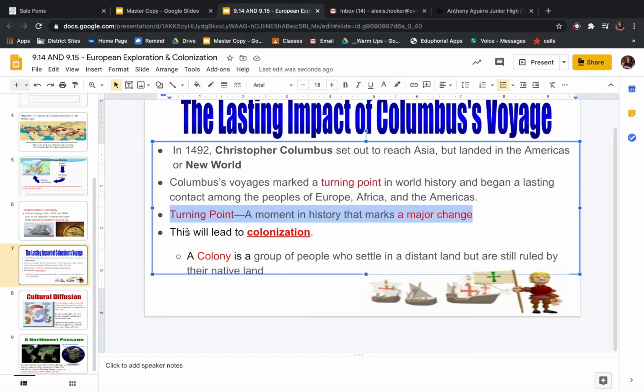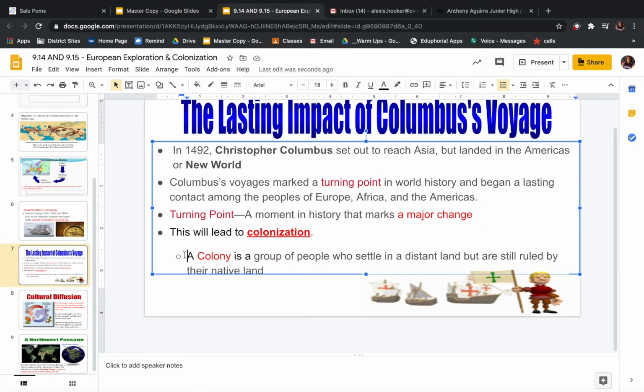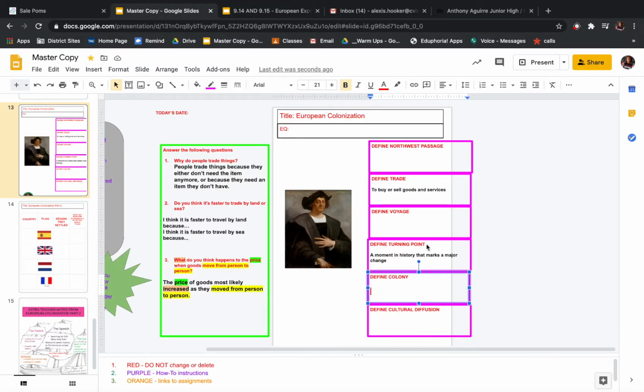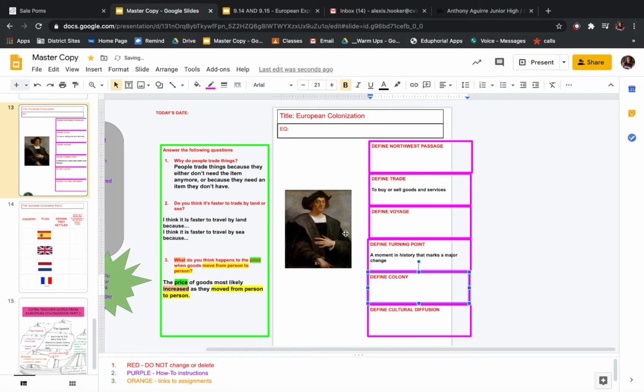All right, and so this will lead to colonization. Colonization is red, it's bolded, it's underlined. Let's see if that's something I need to define. No, but I do need to define colony. So let's go back. It's right here. A colony is a group of people who settle in a distant land, but are still ruled by their native land. So I'm gonna go put that in my notes. Change it to black. Define colony.